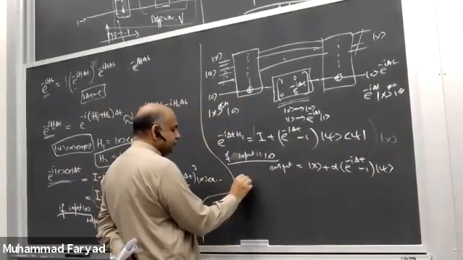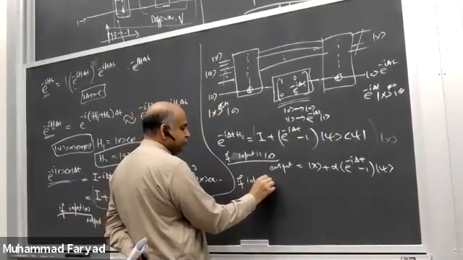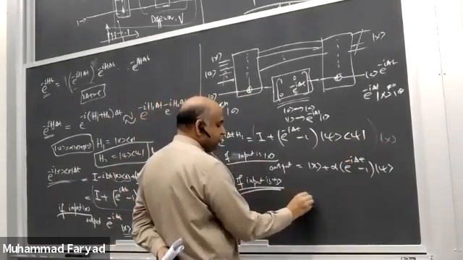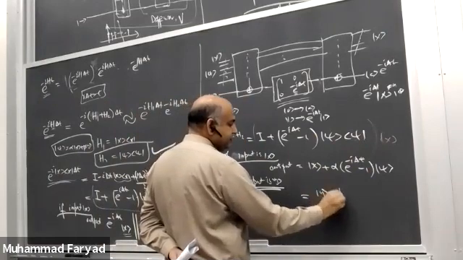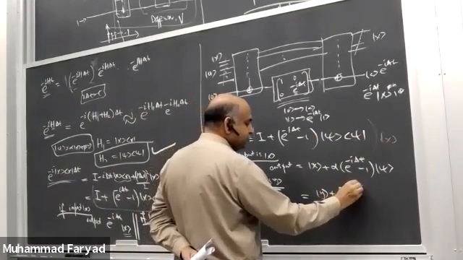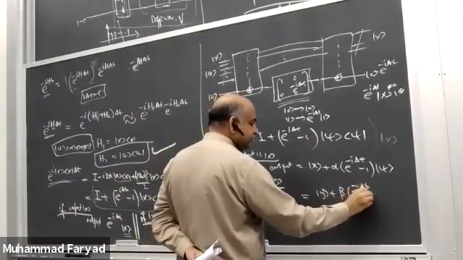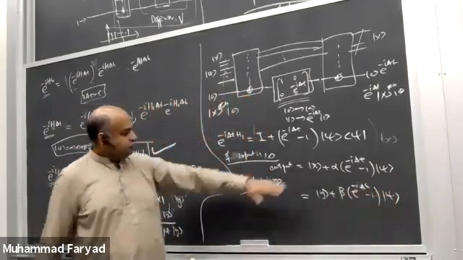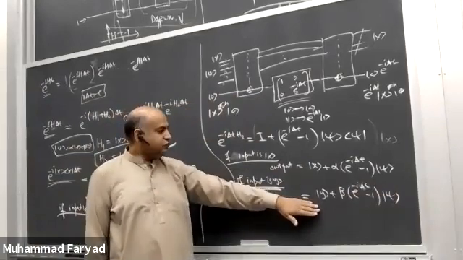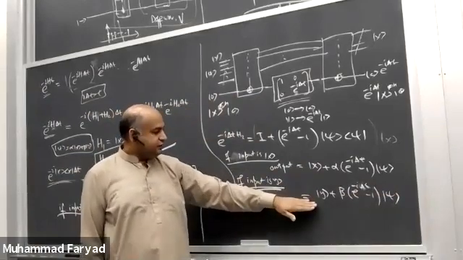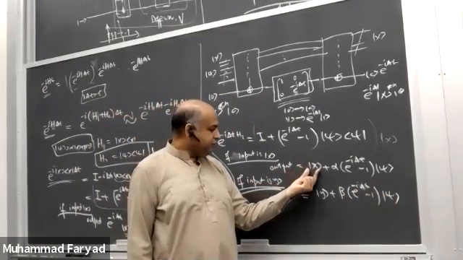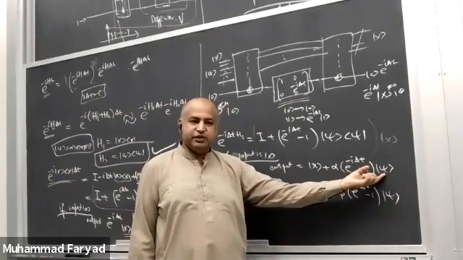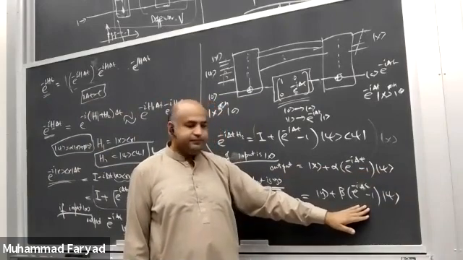And if the input is y, then the output should have been y plus beta exponential minus iota delta t minus 1, like this. So this is the difference. So we need a circuit that does this. It takes the input plus alpha times this phase factor into the same state. And similarly here.